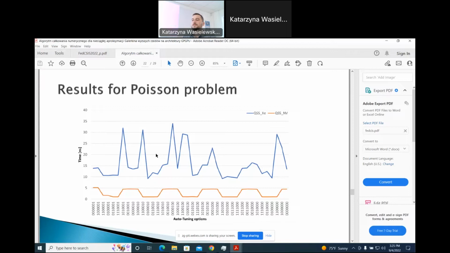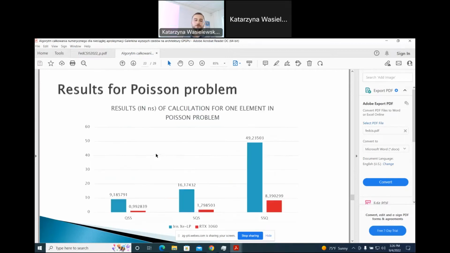Therefore, we have prepared the comparison graph. The blue line is for Intel Xe, and the orange line is for NVIDIA. And as you can see in the graph, the NVIDIA is very regular, whereas Intel is really chaotic. In the graph, the lines change, and it depends on the memory and the memory access we use.